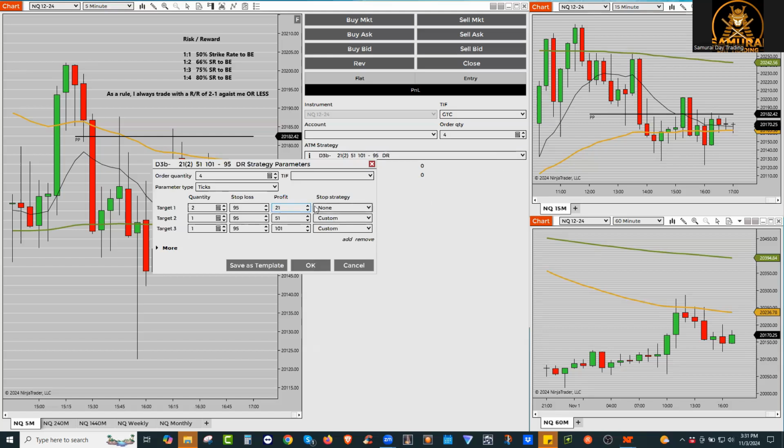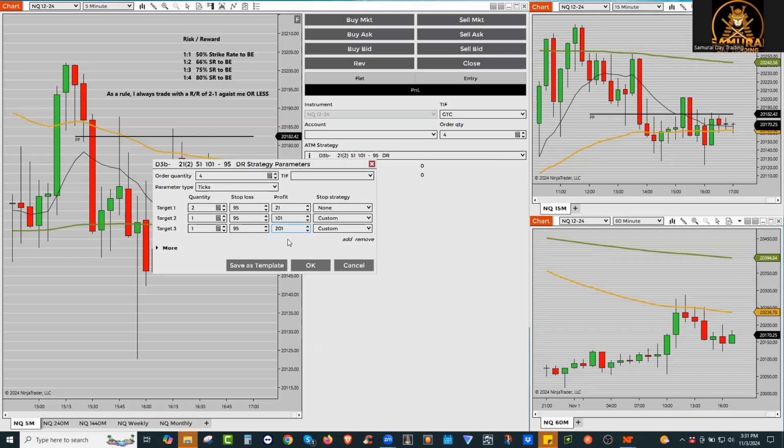Now my target's still going to be 21 on the first target. Then I'm going to go for 101, and then I'm going to go for 201. And if you've ever traded the US Open, you can actually move that 200 tick out, trade out to 400 or 500 ticks and see how we go.